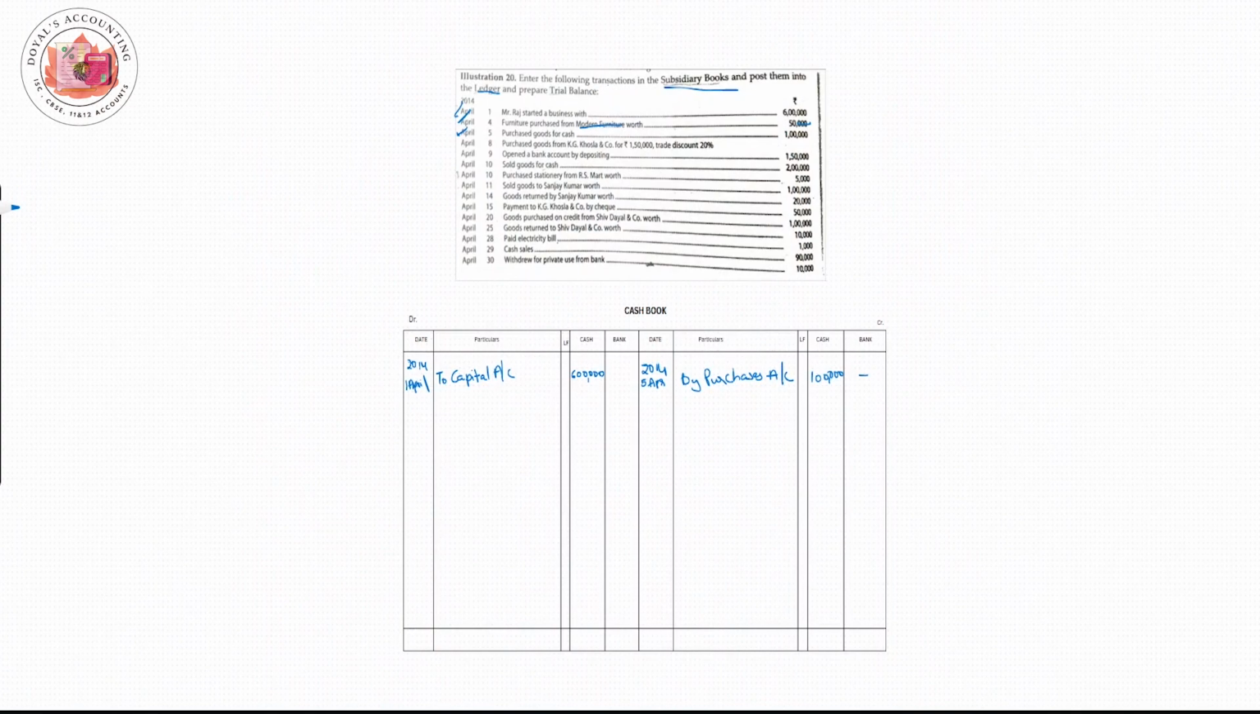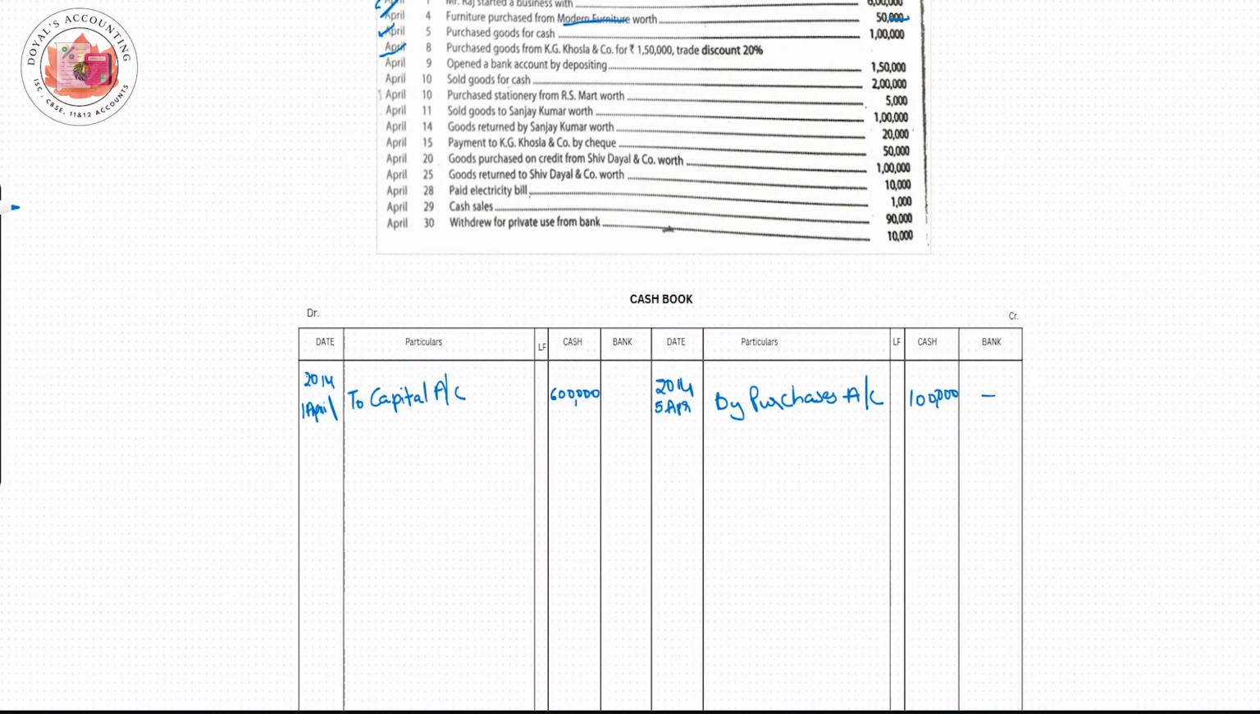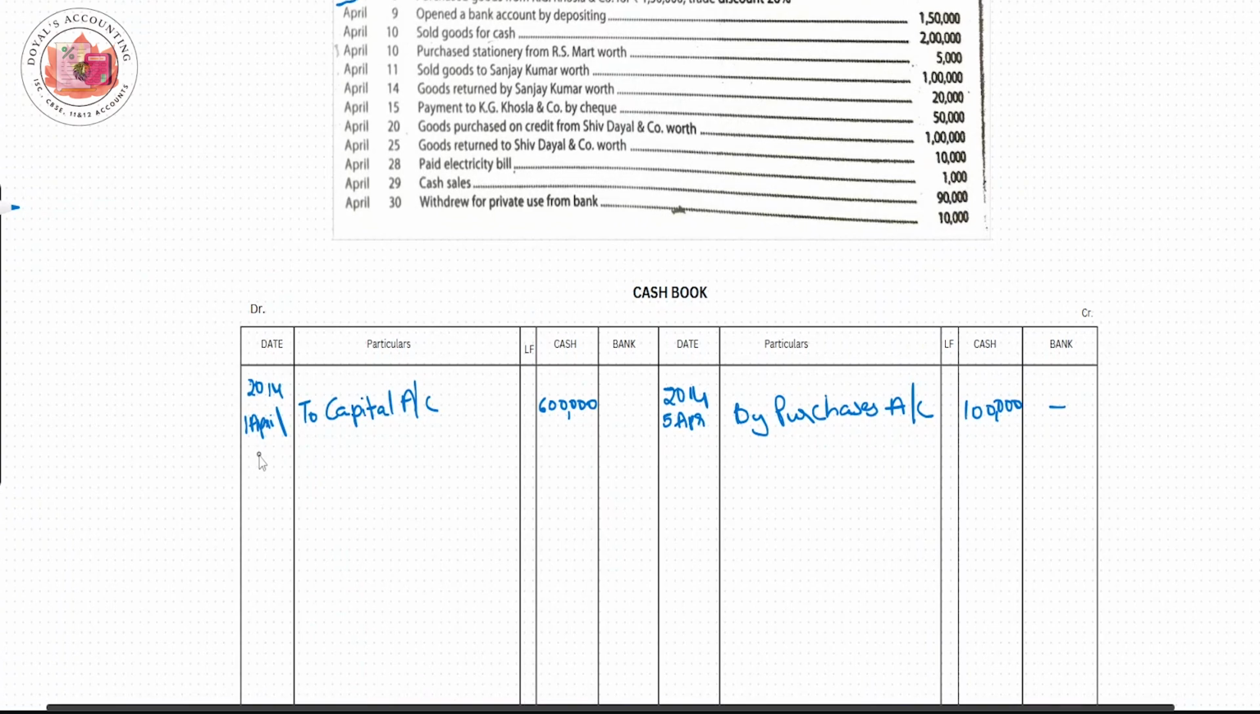Now let's go to the next transaction. We have opened a bank account by depositing 1,50,000. So we will record this in our cash book. Now that we are depositing money in our bank, this will be a contra entry. 9th April. So from the point of view of the bank, I am depositing money.